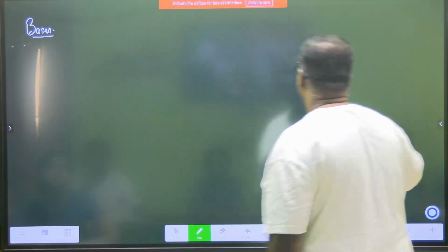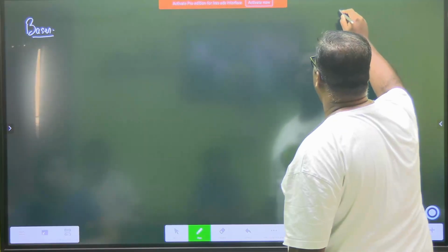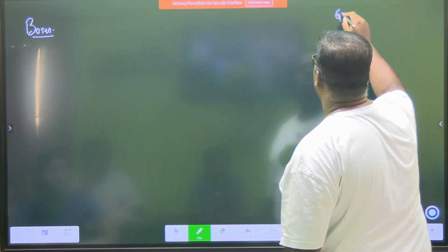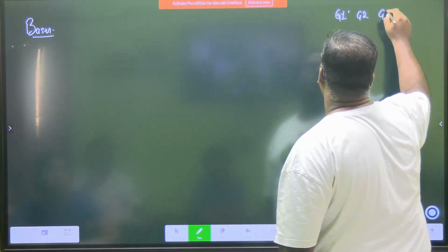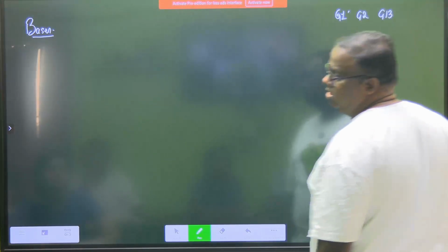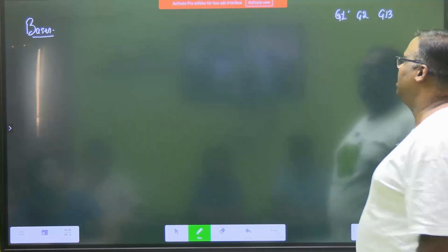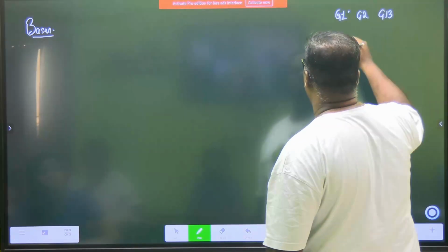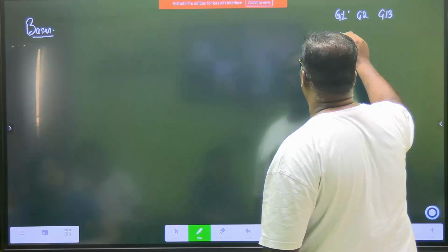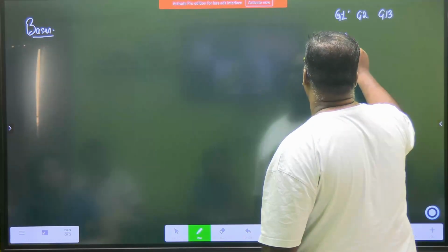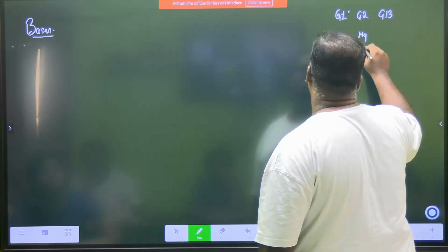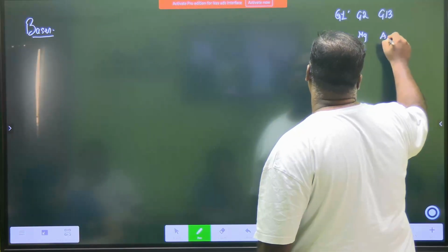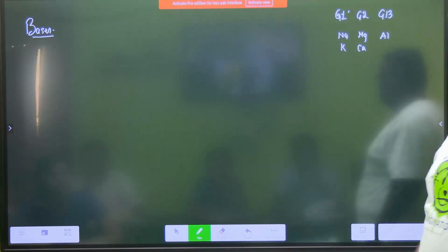So let's quickly look at our groups in the periodic table. If I look at group 1 and group 2 and group number 13, which is the one which is quite ahead. In group 1, the two elements whose bases you will be studying are sodium and potassium. Group 2, you will have magnesium and calcium. And group 13 is one called aluminium. In 10th, we don't study more than this.